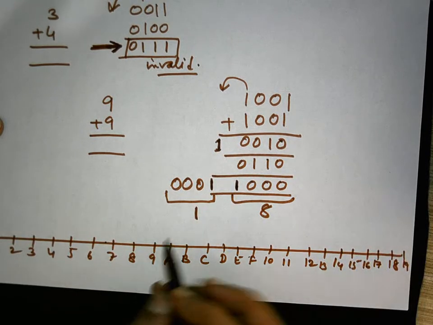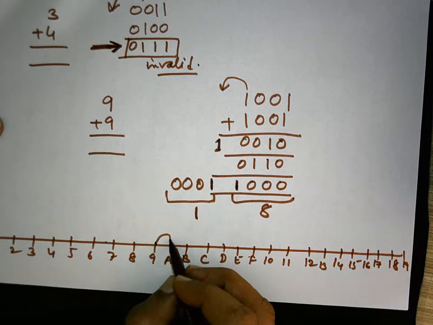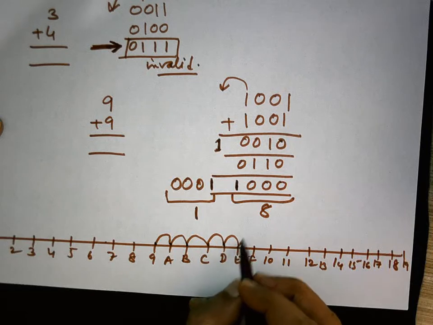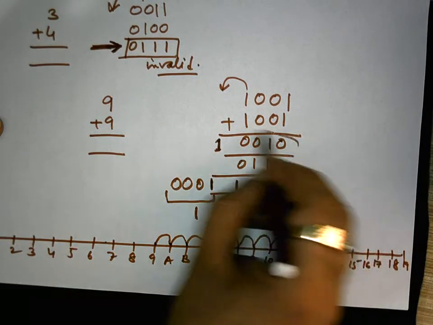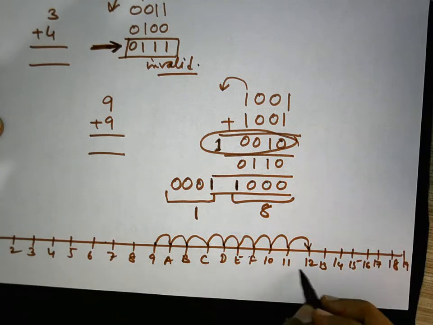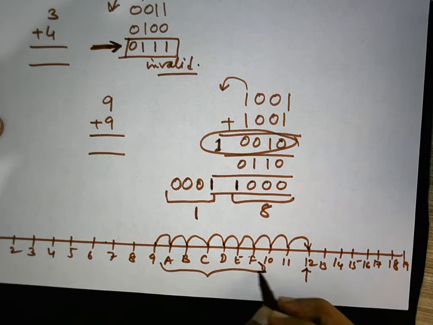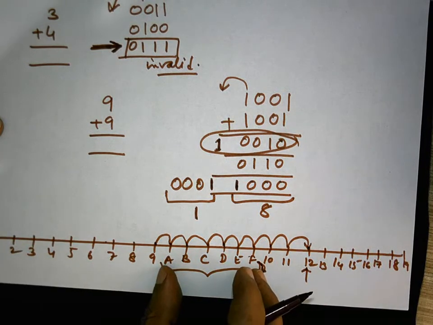Okay. So what are we willing to add? We are willing to add 9 with 9. So 9 positions ahead: 1, 2, 3, 4, 5, 6, 7, 8 and 9. So we reached over here. This was the position where we reached. Why did we reach here only? Because of the involvement of these six invalid codes. If we skip these six codes, we will reach the final correct result.